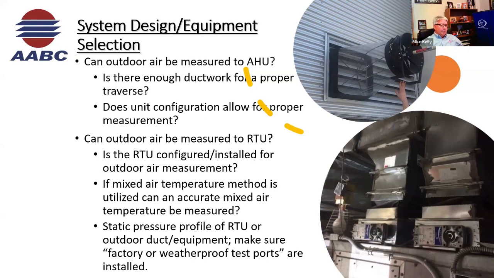And there should be a note in the report that says unable to establish accurate airflow measurement due to insulation restrictions. Can outside air be measured to the rooftop unit? Is the rooftop unit configured and installed for outside air measurement? We have a project now where they ask us to read the rain hood, the outside air intake hood on the roof, with a velocity measurement instrument.